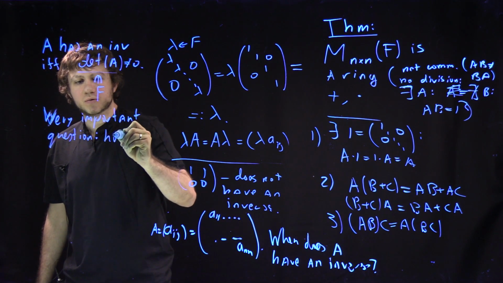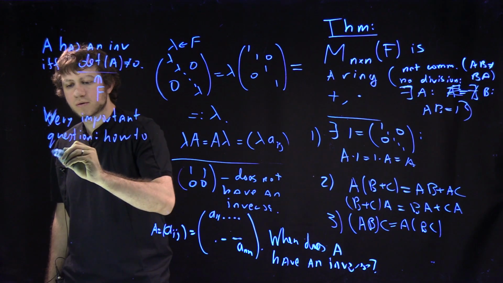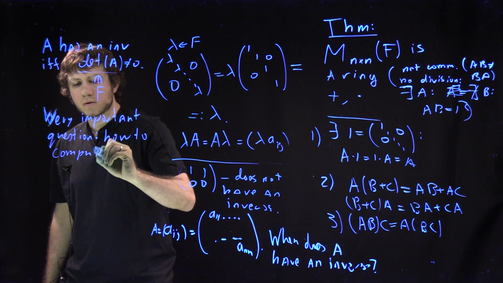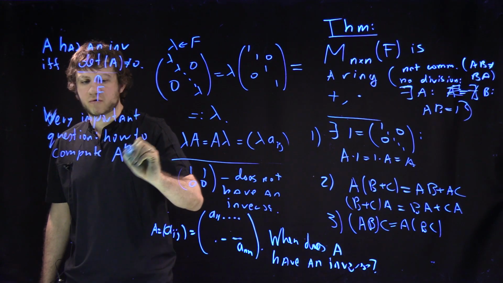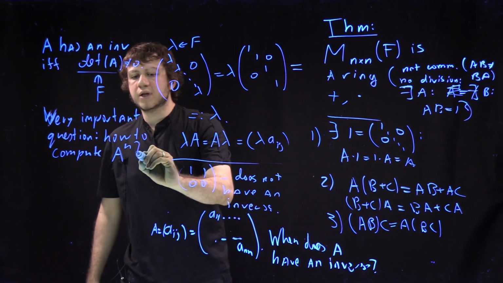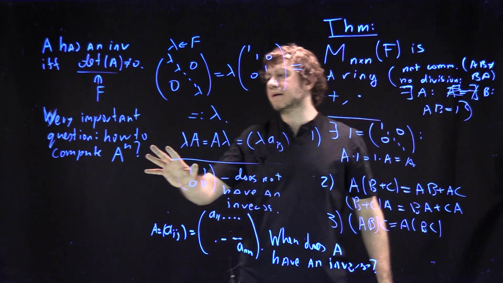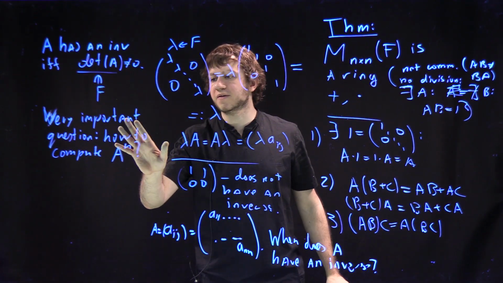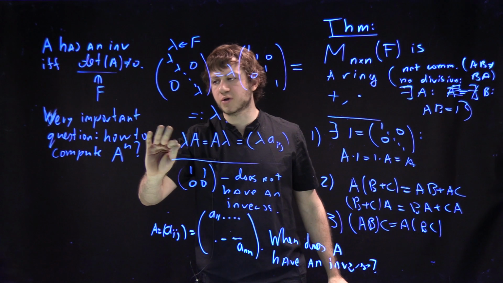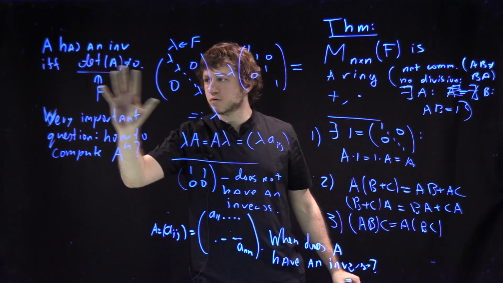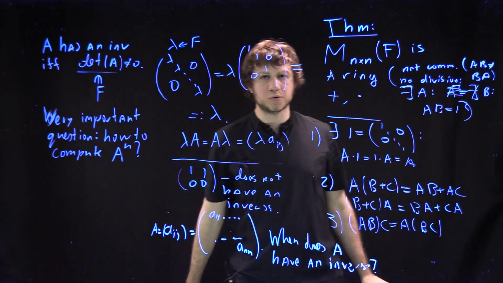The question is how to compute powers, A power n, for big n. This is related to tons of practical applications of linear algebra, and later on we will talk about how to do it. You have seen already some idea in the Fibonacci number kind of problem. So this is also an important question about matrices, and we will do it later.